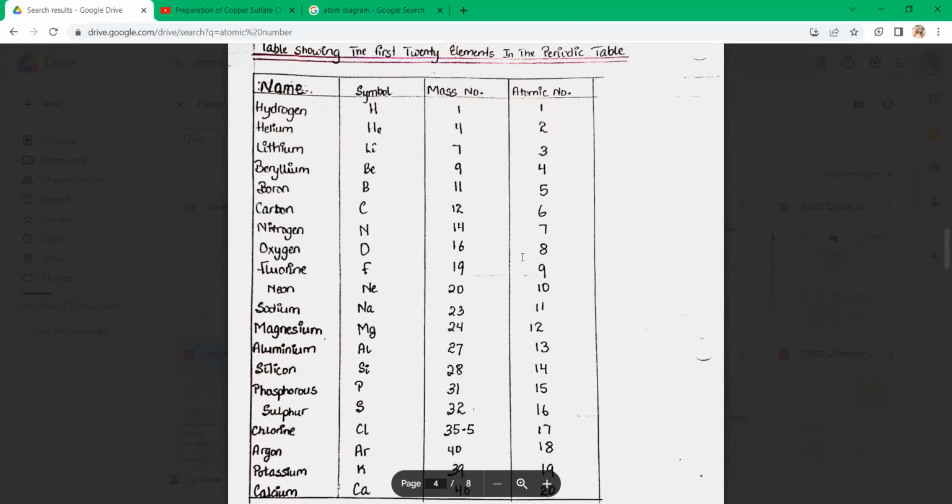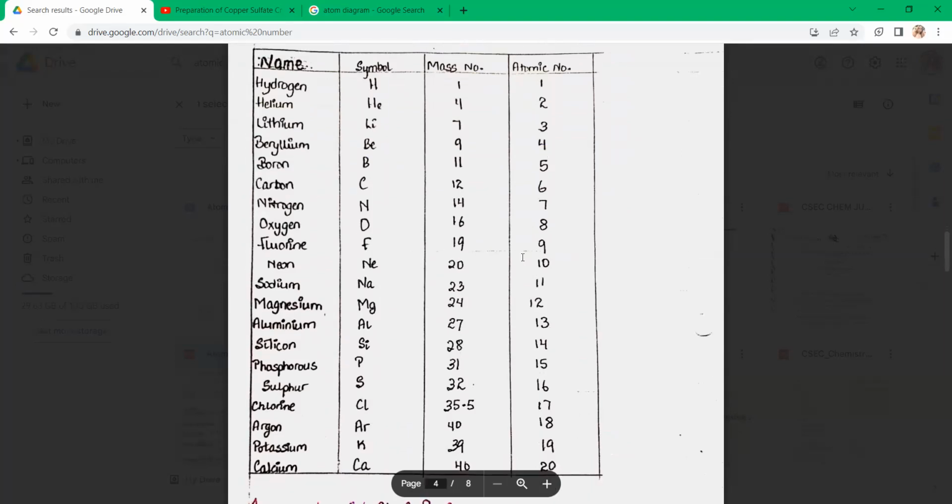Now, I have a list here showing the first 20 elements in the periodic table with their symbols, mass numbers, and atomic numbers. I will share this with you all. Could you all take a picture of this? I don't want to waste time copying this down now. Take a picture of this, Summer.